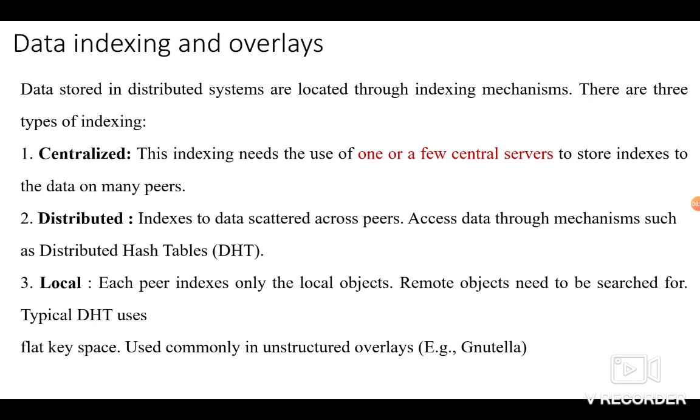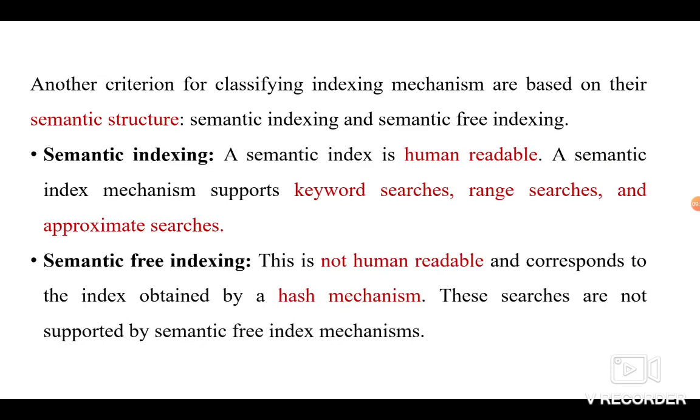We move on to the next topic, data indexing and overlays. We have three types of indexing: centralized, distributed and local. In centralized indexing, we have one or a few central servers, and in these servers we store the indexes of the objects. In distributed indexing, all the indices are scattered across the peers. We can use the distributed hash table technique to access the data. In local indexing, each peer indexes only the local objects. Those are the three types.